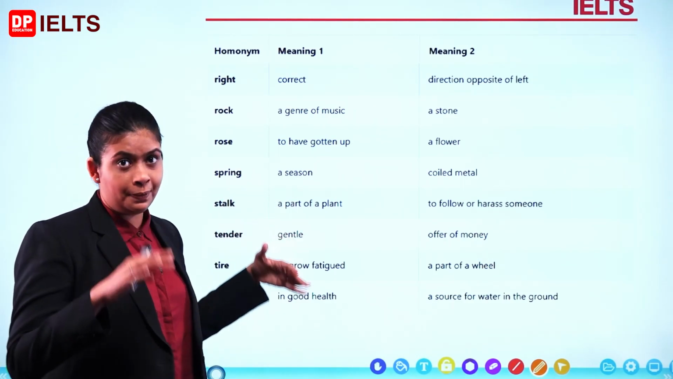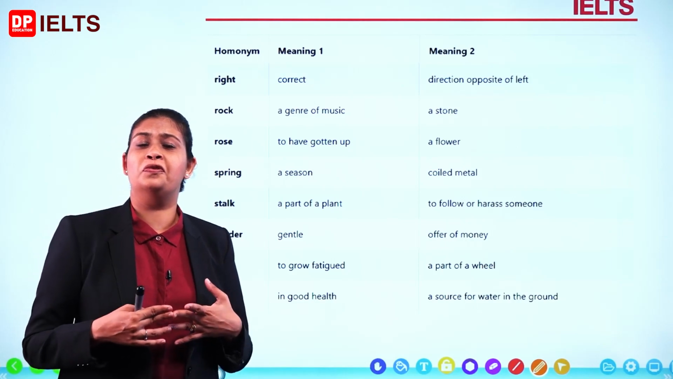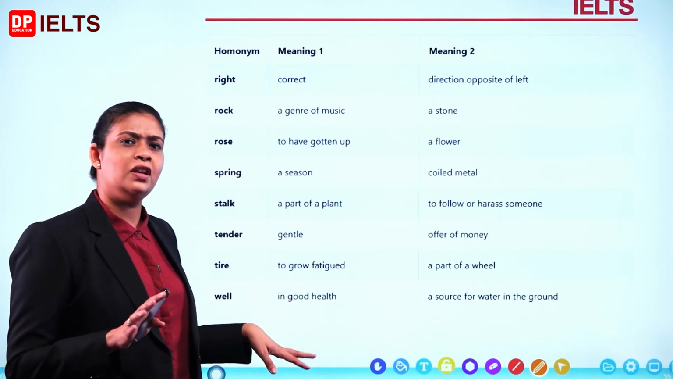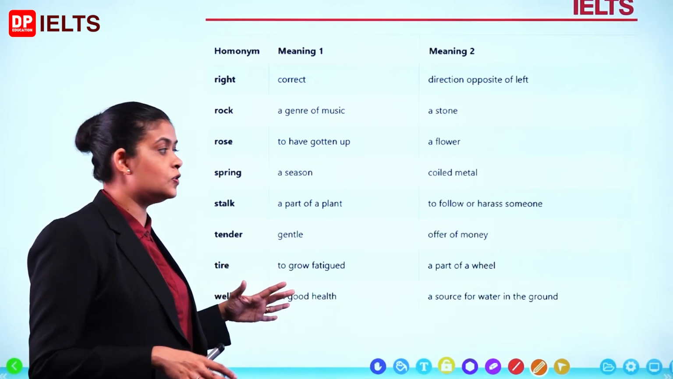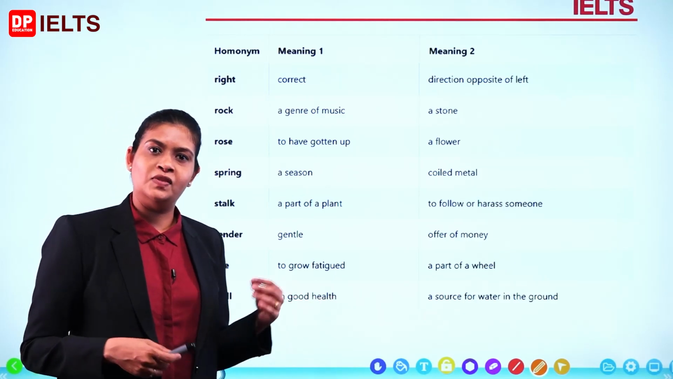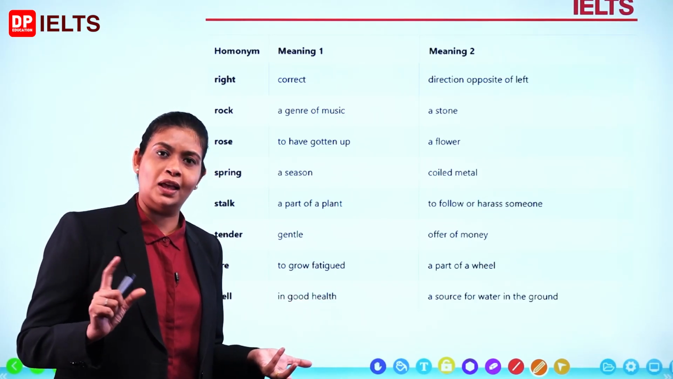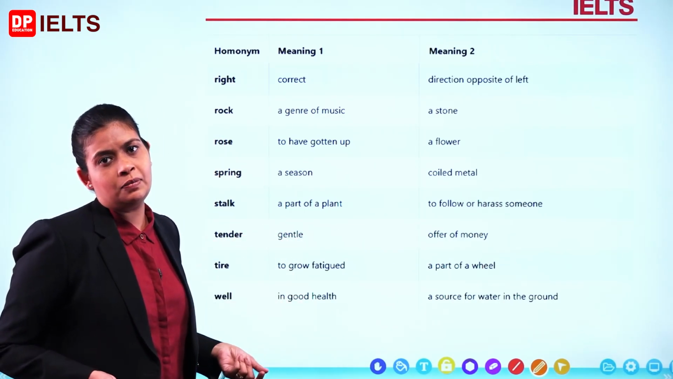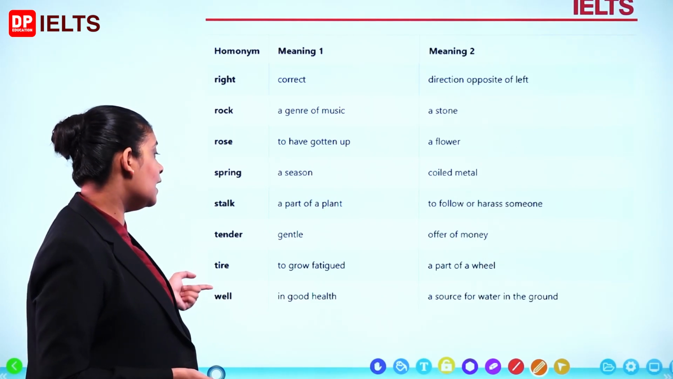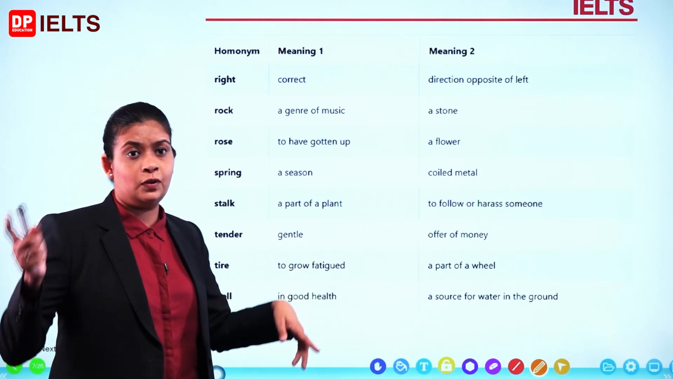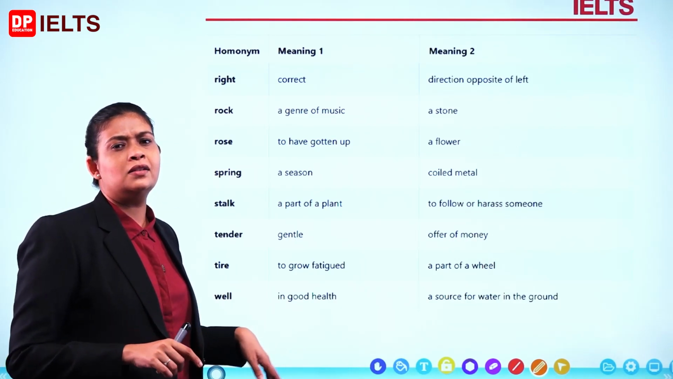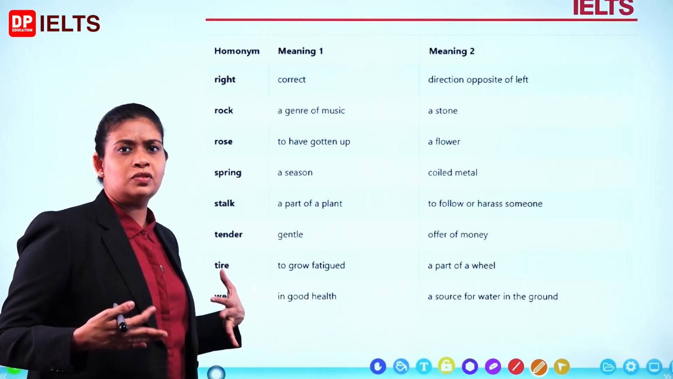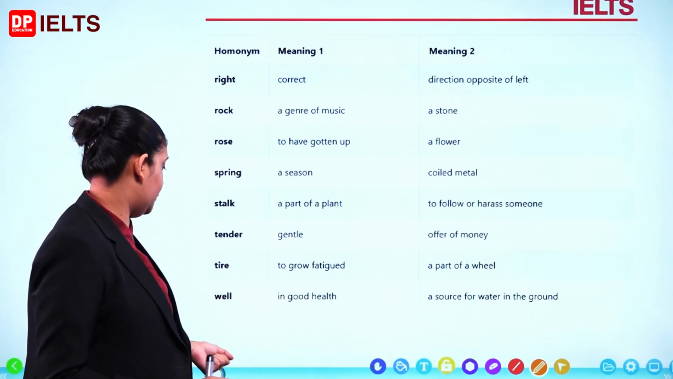Stalk, a part of a plant, and also it's when you want to follow and harass someone, right? Tender is when you're very gentle with someone. Tender also means to offer money. Sinhala කියන tender එකක් හඳවනවා කියලා, so that's the meaning here, to offer money. When someone's very gentle, we say, oh, she's such a tender person, right? Tire. Tire is a part of the wheel, tire, and don't tire her so much. That means don't make yourself tired, okay?